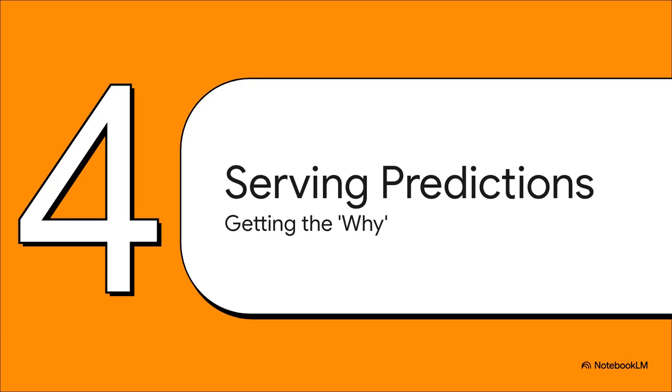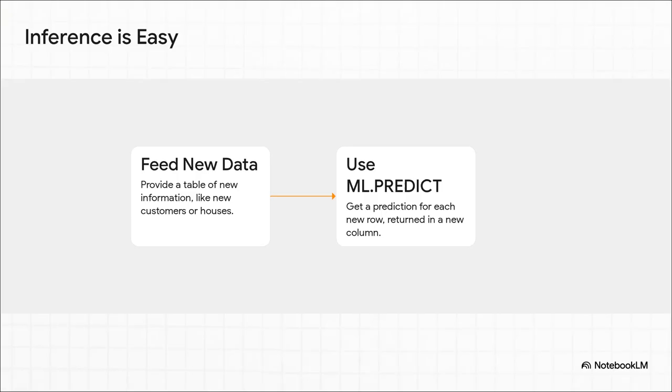All right, our model has passed the taste test. It's good to go. So now it's time to actually put it to work. And this brings us to serving up predictions and, just as importantly, understanding the why behind them. Getting your prediction, sometimes you'll hear it called inference, is as simple as you'd hope. You just take a table of new data, say a list of new customers or new houses on the market, and you feed it to the ml.predict function. BigQuery will just hand you back that same table, but with a brand new column that has the prediction for every single row. It's really that easy.